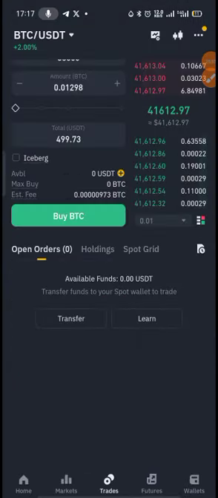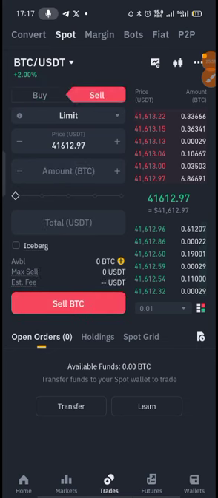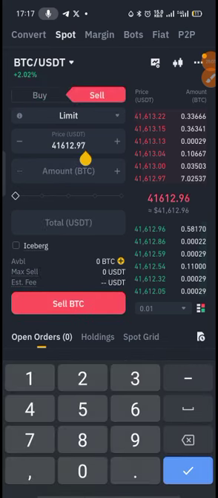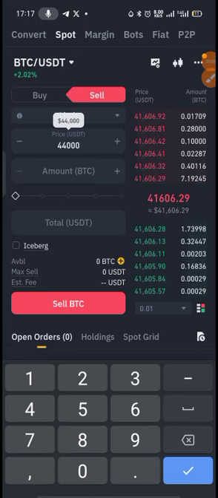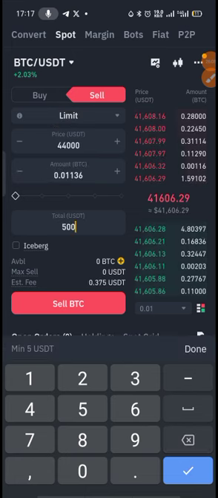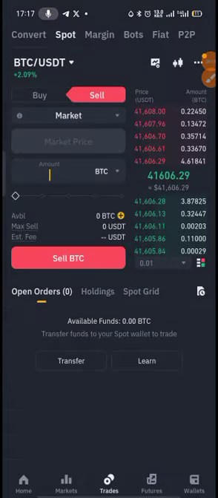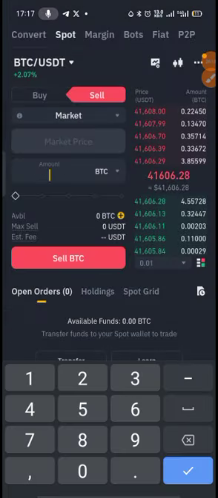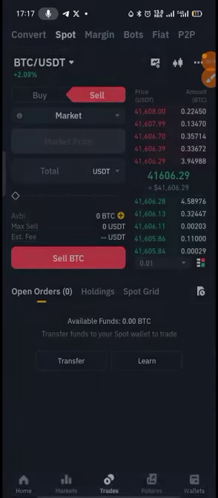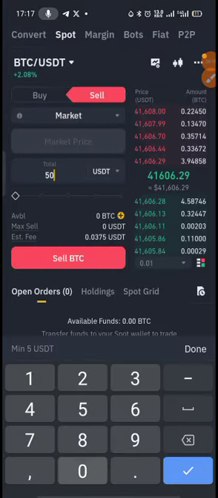Right? And if you want to sell, you can say I want to sell Bitcoin, not at this price. I want to sell it when Bitcoin gets to 44,000. I'll set the USDT price I want to sell at, and you sell. But if you want to sell at the current market price, you go to this limit and change it to market. It will sell at the current market price for you.